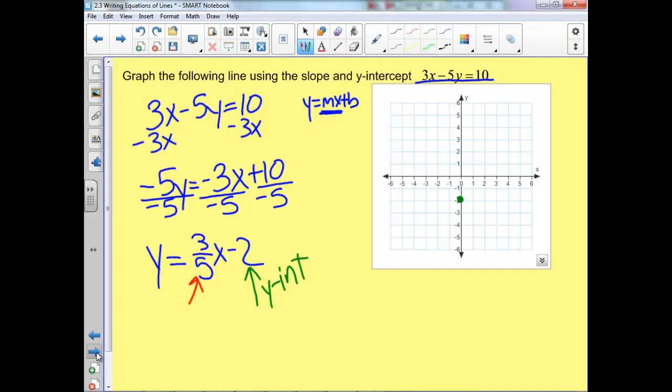And then this is our slope. This is our rise over run. This tells us where to go. So from this green dot, we're going to go up 3, so 1, 2, 3, and over 5. 1, 2, 3, 4, 5. And then we're going to connect these 2 points.